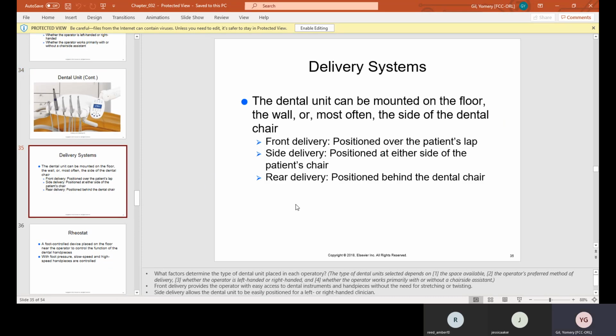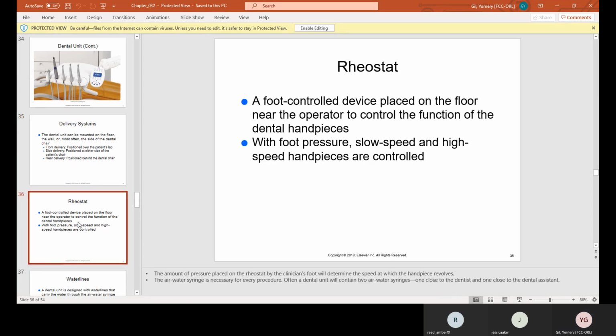Delivery systems. The dental unit can be mounted on the floor, the wall, or most often the side of the dental chair. Front delivery is positioned over the patient's lap, side delivery is positioned at either side of the patient's chair, and rear delivery is positioned behind the dental chair. And then a rheostat, like I said before, is a foot control device placed on the floor near the operator to control the function of the dental handpieces. With foot pressure, slow speed and high speed handpieces are controlled.